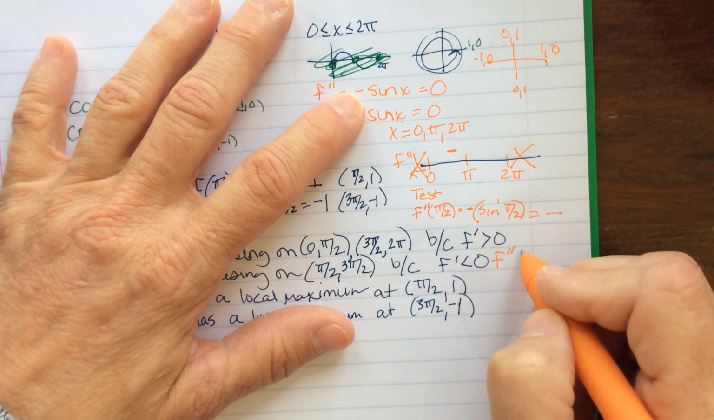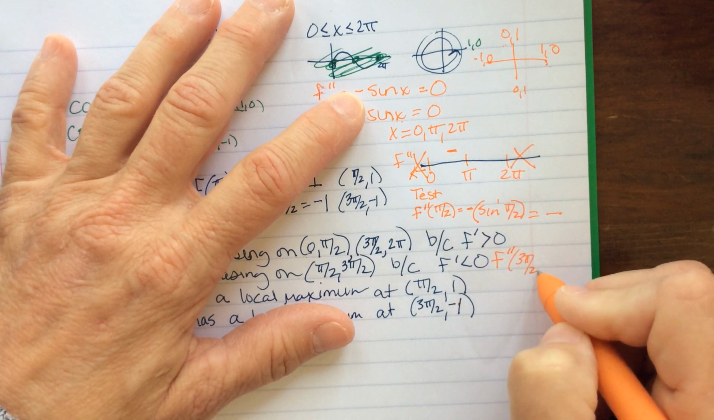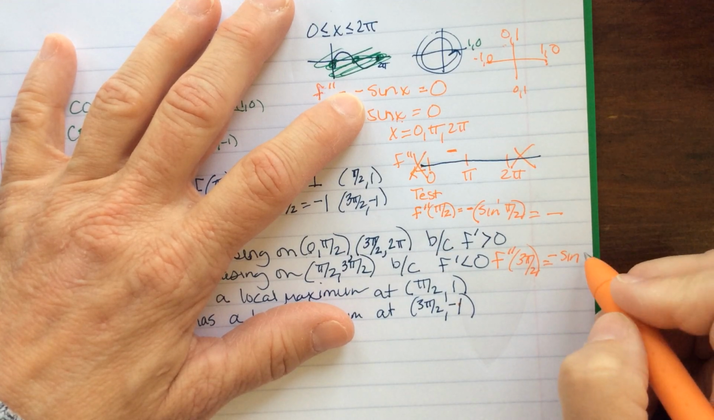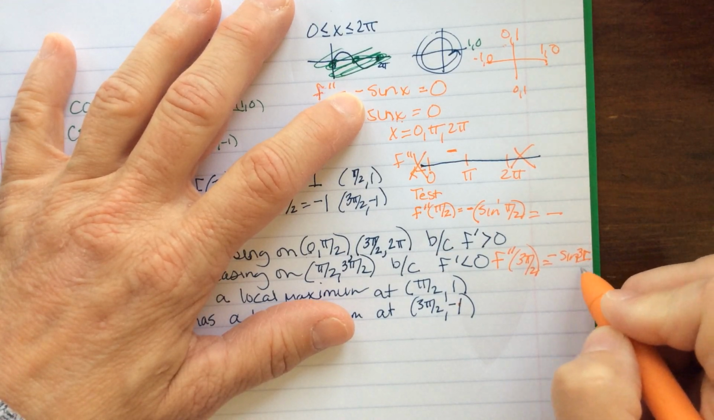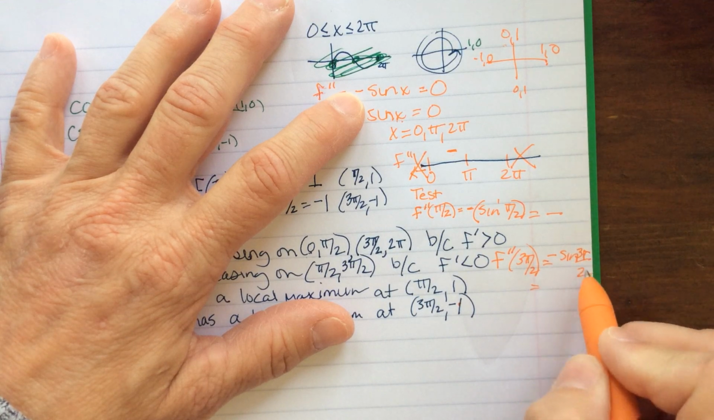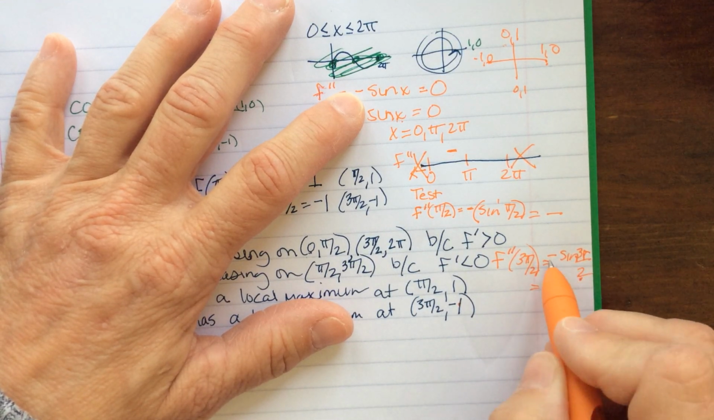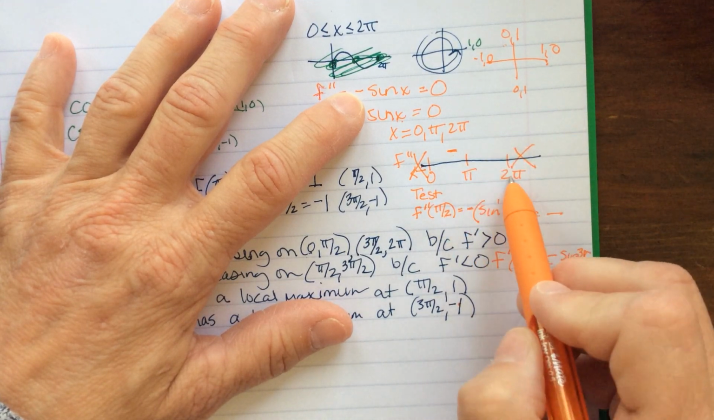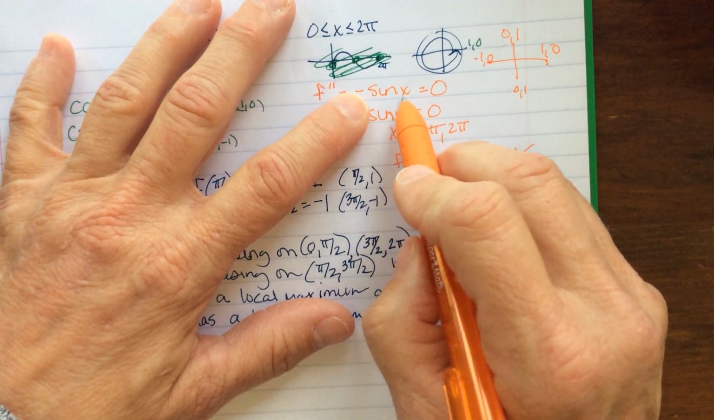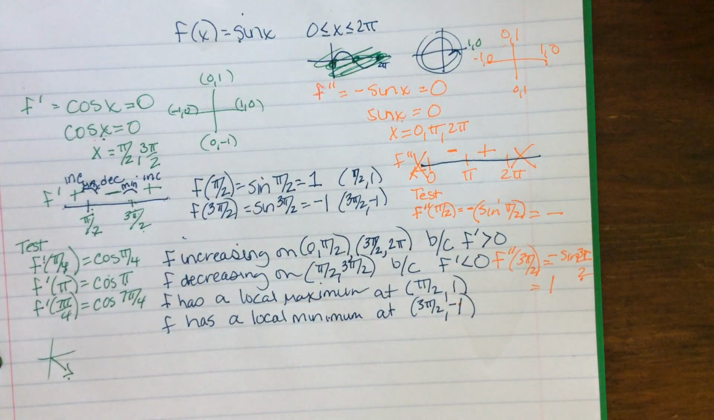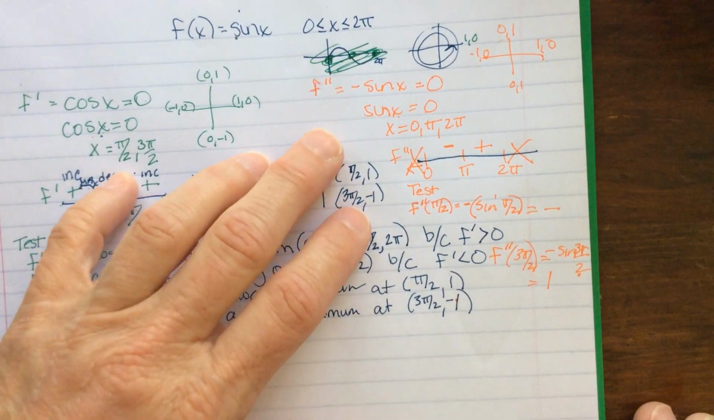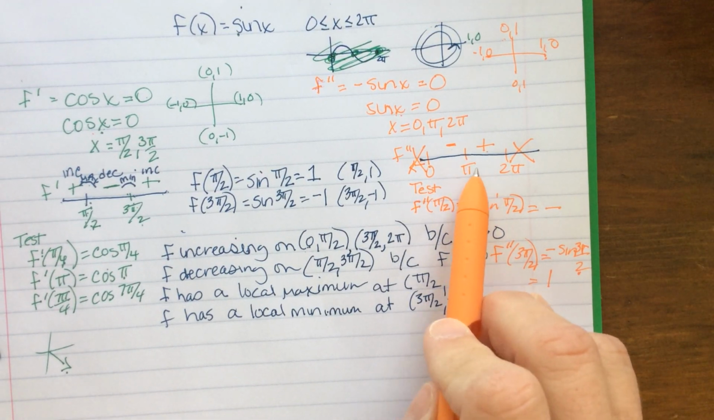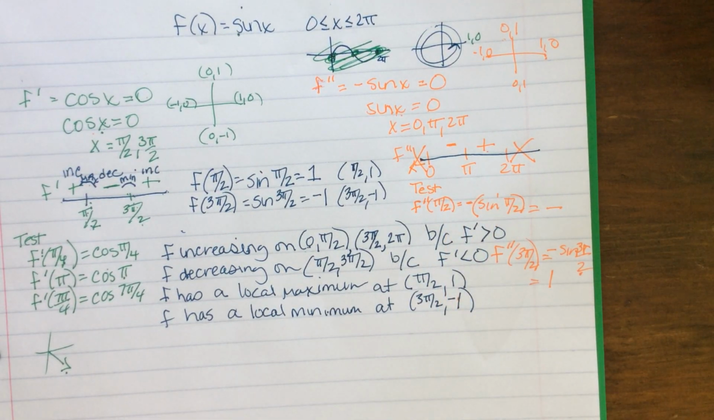But if I want to test 3 pi over 2, oops, let me squeeze that on there. So what is sine of 3 pi over 2? That's negative 1, and the opposite of that will be positive 1. So between pi and 2 pi, if I were to look at the second derivative's graph, it would be below the x-axis from pi to 2 pi.